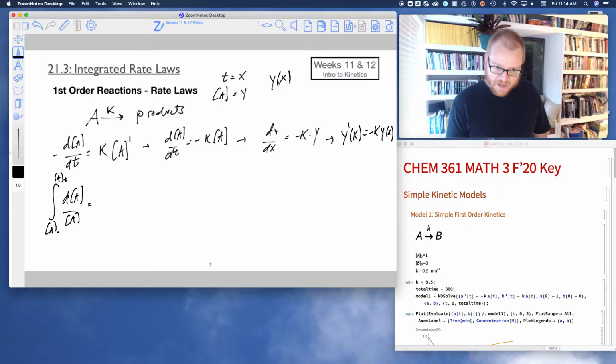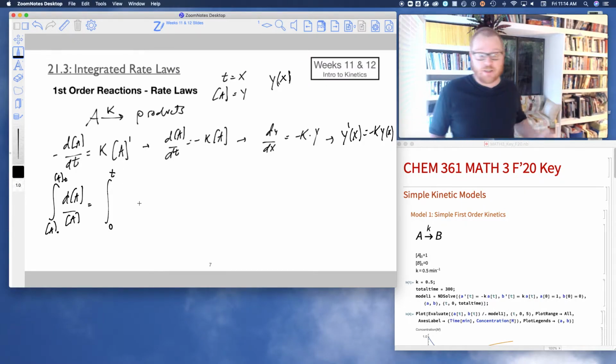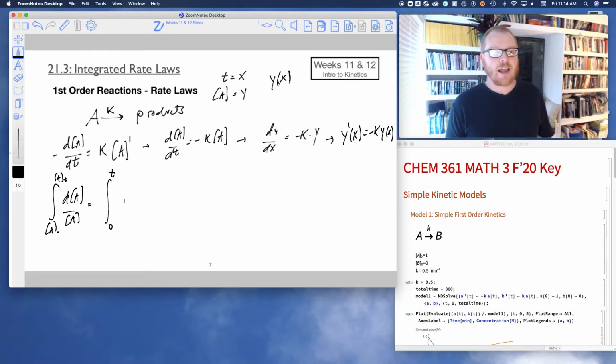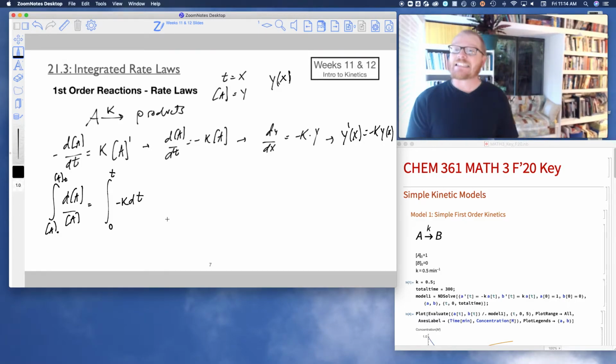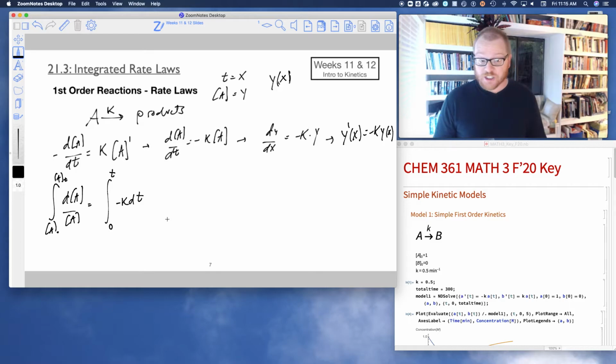And so I just divided A over to this side, and now we multiply dt over to this side, and so that becomes the integral from A0 to A of dA over A equals the integral from 0 to t. We're integrating it from 0 to any arbitrary time t, and that's going to be negative k dt. Okay? So this is a very easy differential equation to solve.